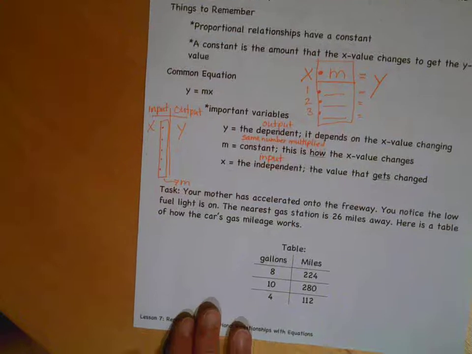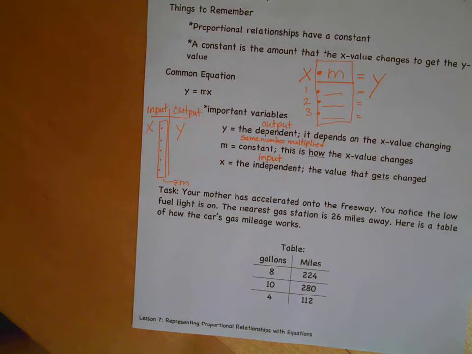So here's a task to help us. Your mother has accelerated onto the freeway. You notice that the low fuel light is on. The nearest gas station is 26 miles away. Here is a table of how the car's gas mileage works.